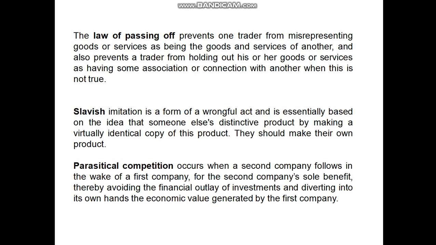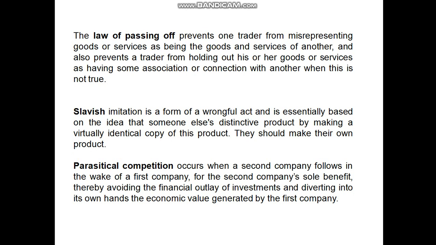Apart from these two, there is what is known as the law of passing off. Here, another example of unfair competition is that firm B, though it does not have any association or connection with another firm, that is firm A, which is actually an authentic company, misrepresents that it is their goods and their services, and this is known as the law of passing off.